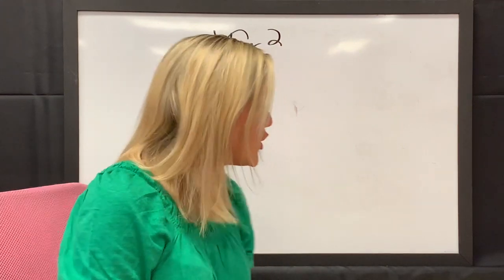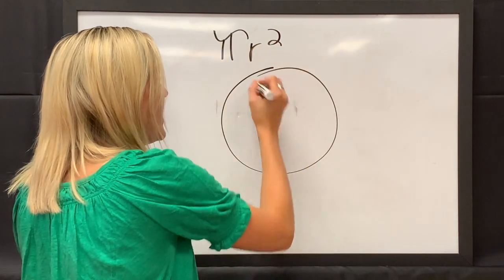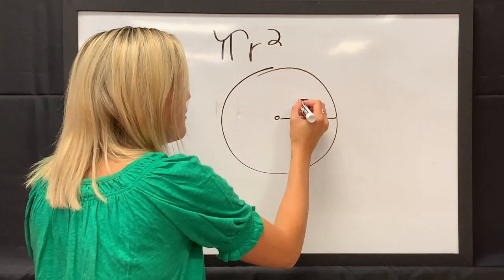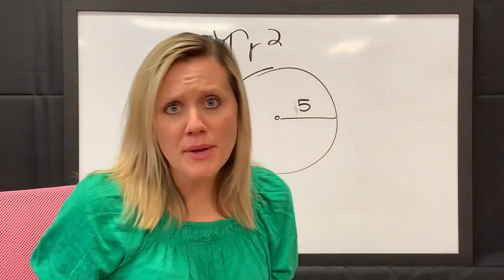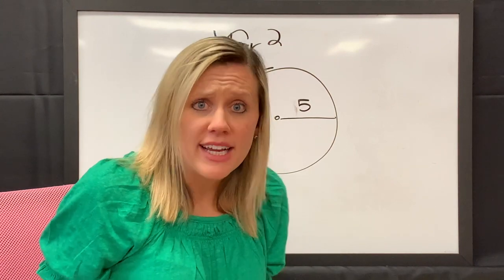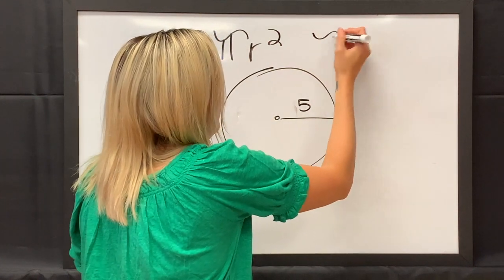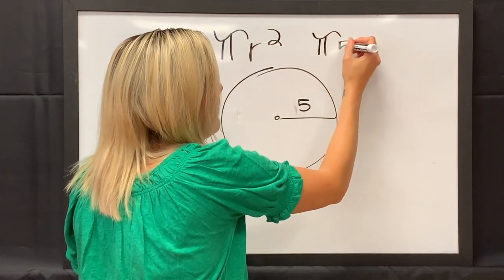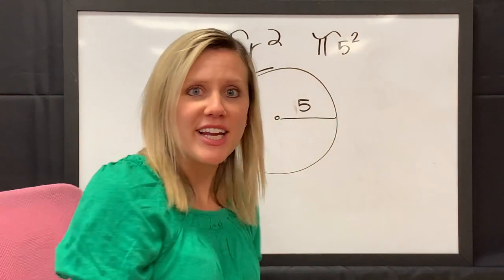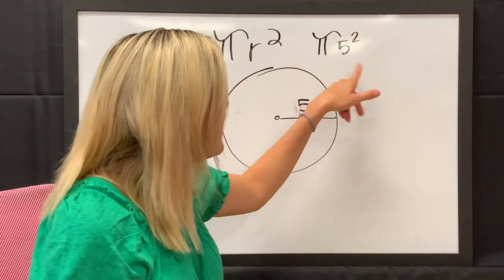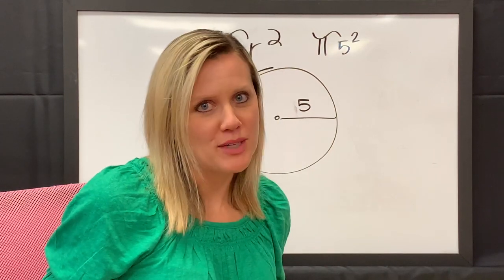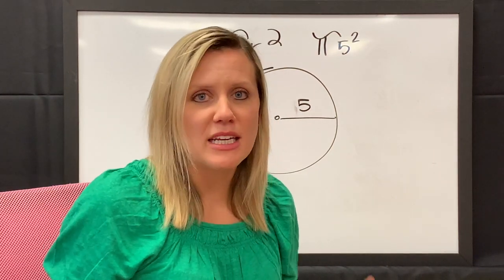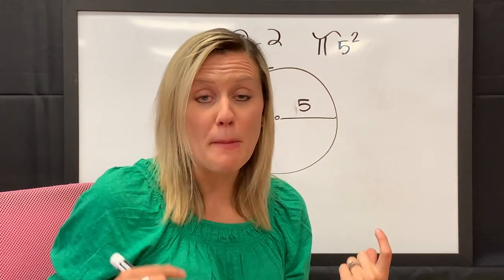Here we go. Let's pretend we have a circle and the radius of it is 5. Okay, instead of writing r, I'm going to write 5 because I know what r is. So I'm going to write pi times 5 squared. And the first thing I'm going to do is find out what is 5 squared? What is 5 times 5? And that's 25. So my answer is going to be 25 times pi.